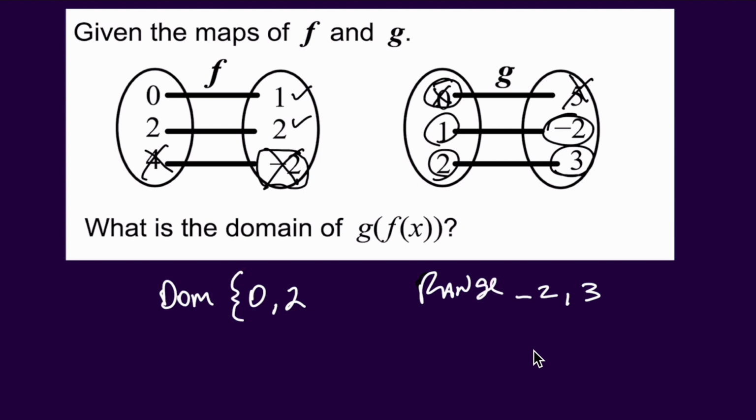respectively. If you want, you could put a set notation here. Notice that's not a bracket, because this is not an interval. That set notation indicates that it's just these individual components of the domain and range.